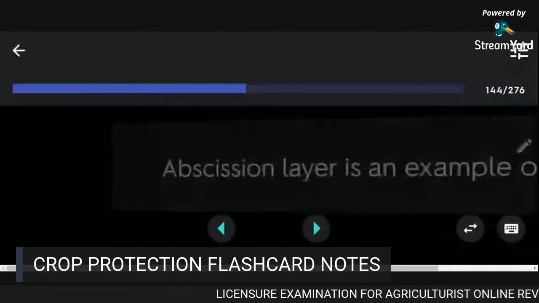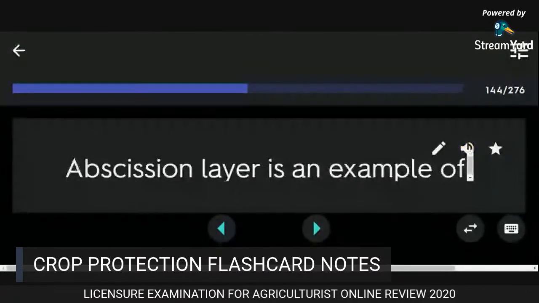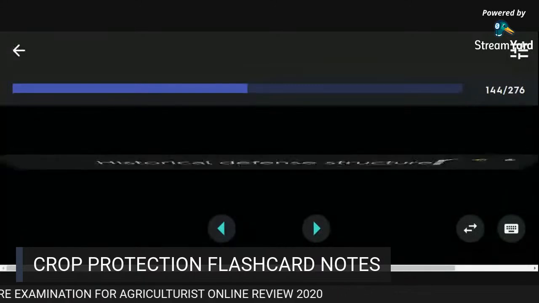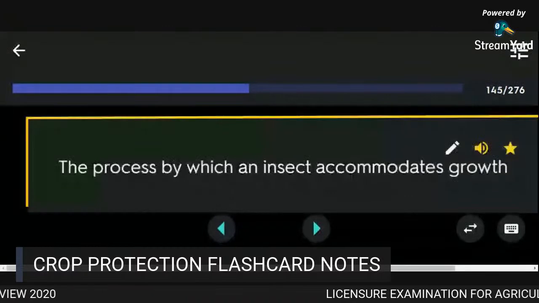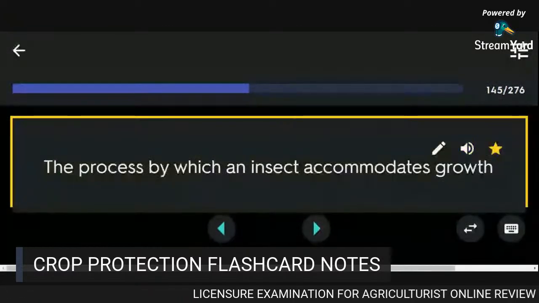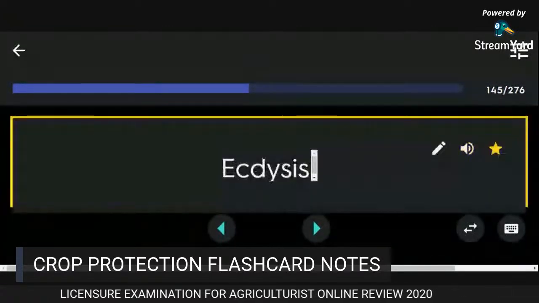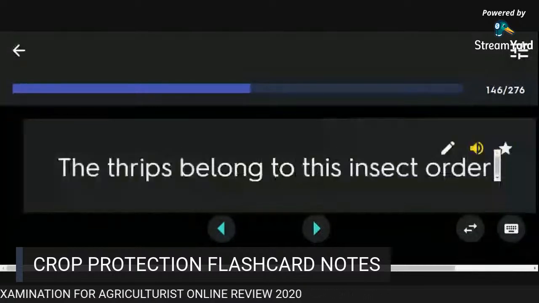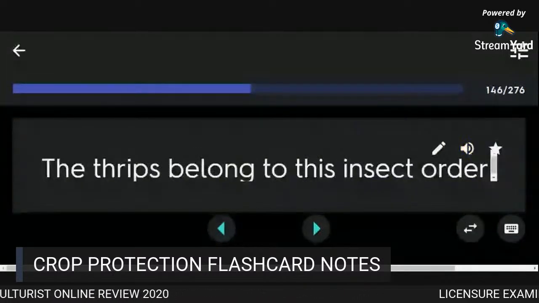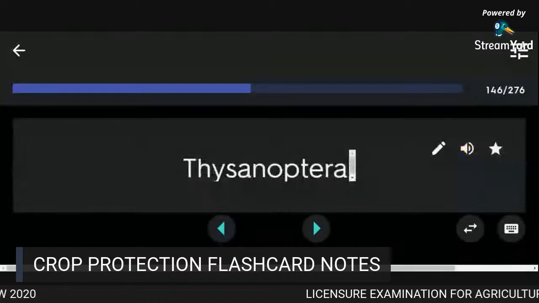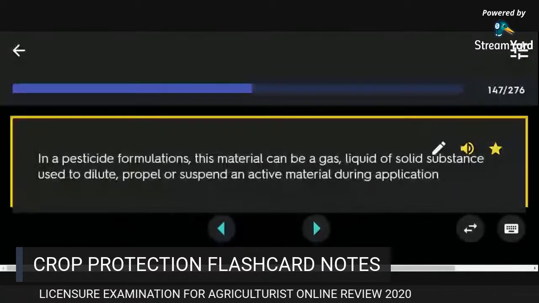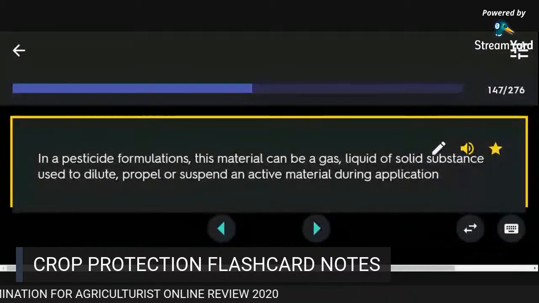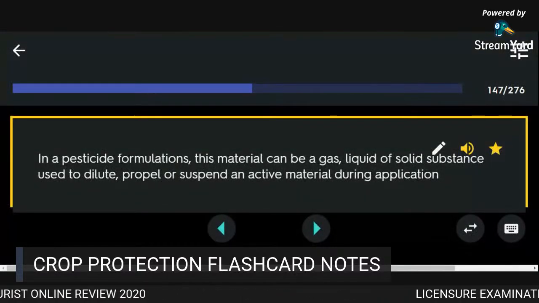Absorption layer is an example of historical defense structure. The process by which an insect accommodates growth. Ecdysis. The thrips belong to this insect order. Thysanoptera. In pesticide formulations, this material can be a gas, liquid or solid substance used to dilute, propel or suspend an active material during application.